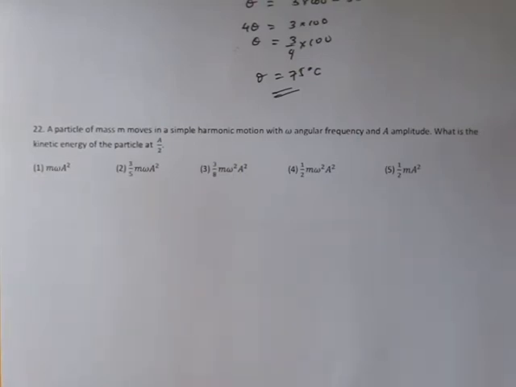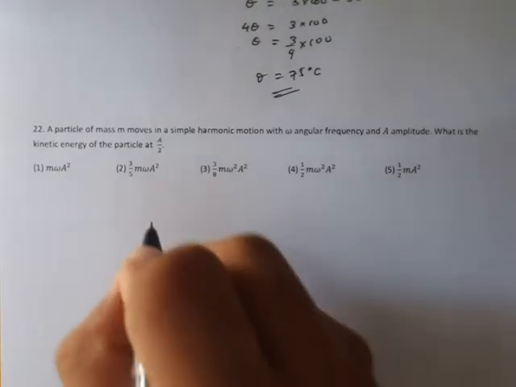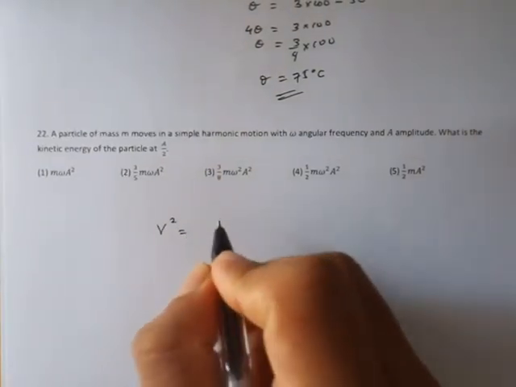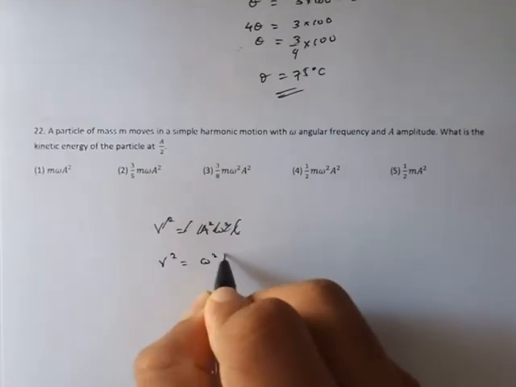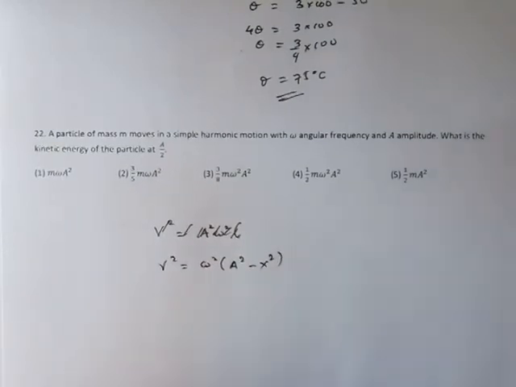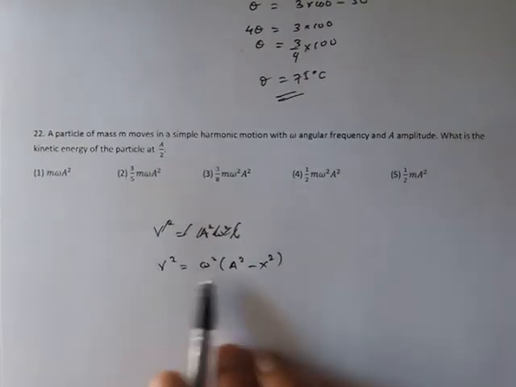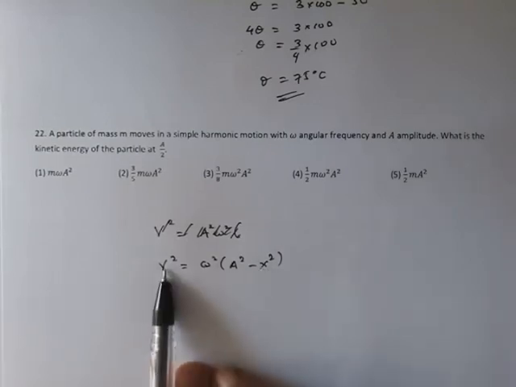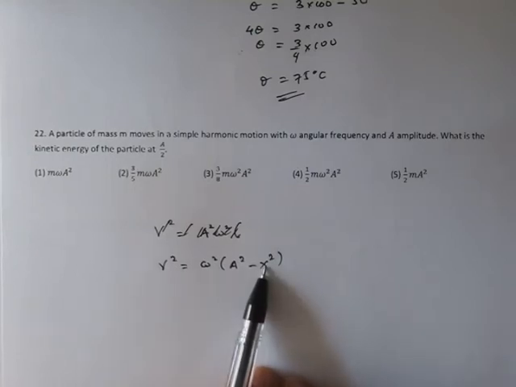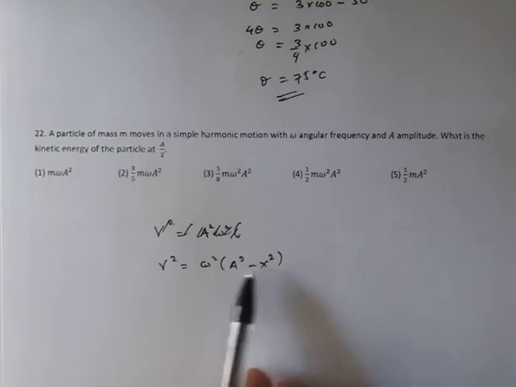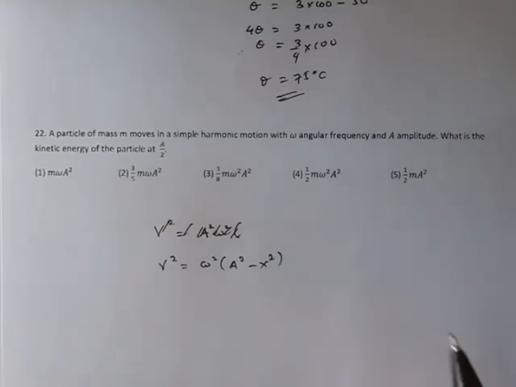We can write an equation, I think you are very familiar with this equation. v squared is equal to omega squared times (A squared minus x squared). This gives the speed of the particle at any position. If you put x equals A, the speed is 0. And when x equals 0, which means at the center, the speed is maximum, so we get v equals A omega.